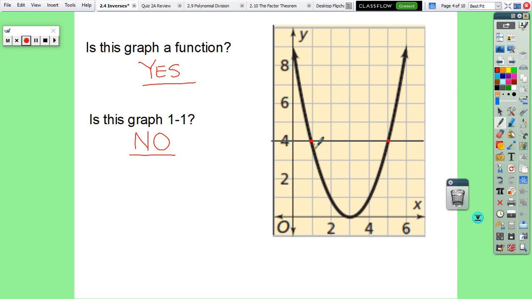So the output for 1 would be 4, and the output for 5 would also be 4. So your inputs are unique, because your inputs never repeat, but your output repeats. So 2 of your inputs have 4 as the output.